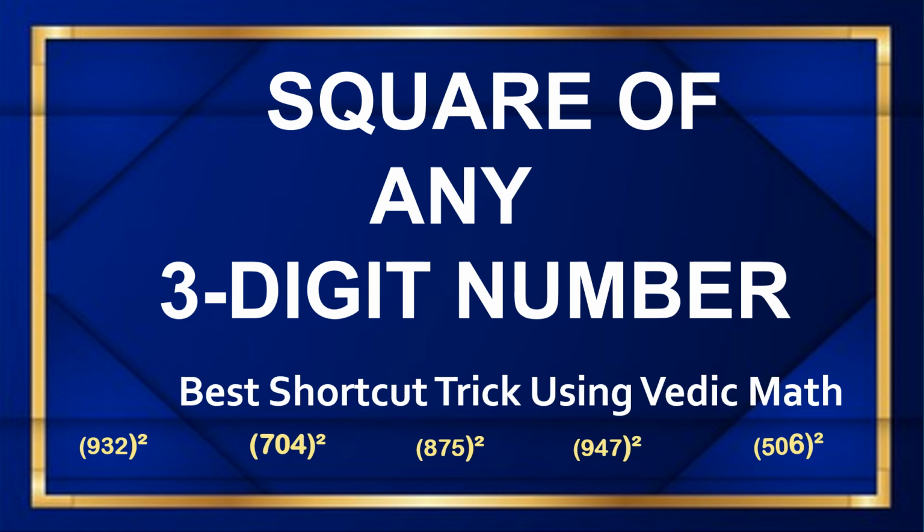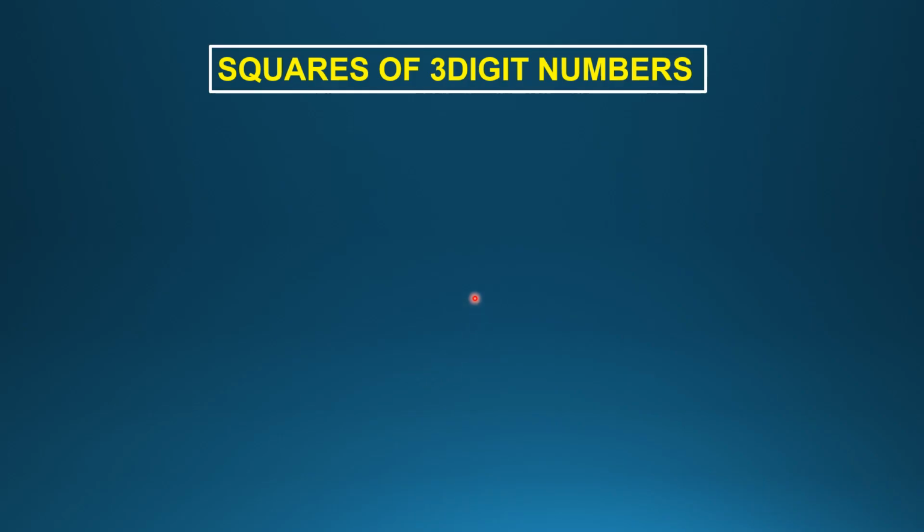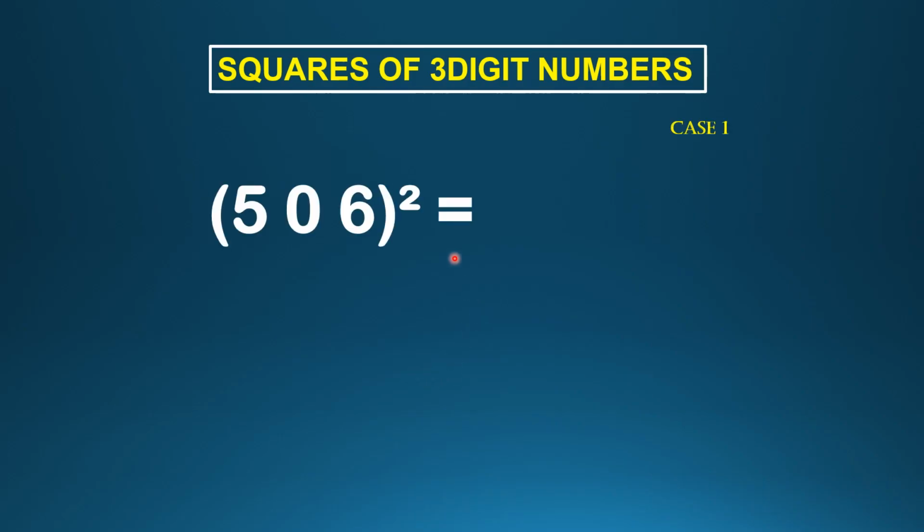In this video, let's see how to find the square of any 3-digit number using the Vedic math trick. This is the best shortcut trick to find the square of 3-digit numbers. Let's start. Let's check with one example.